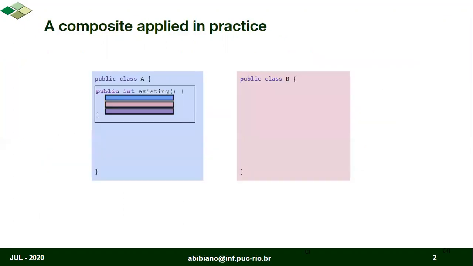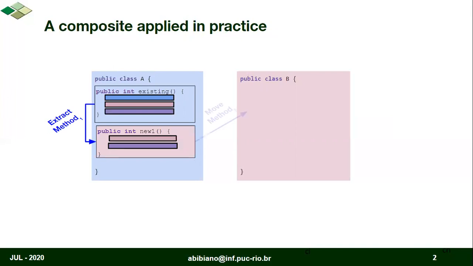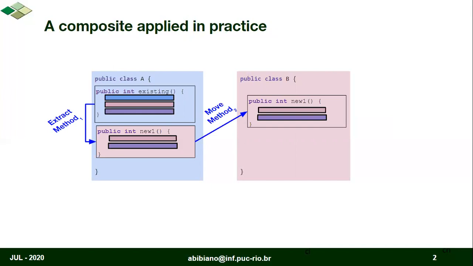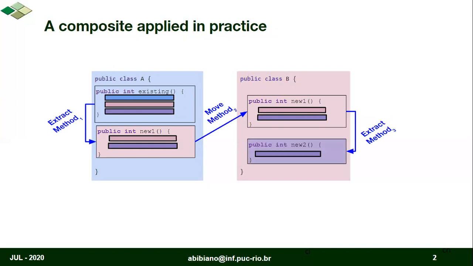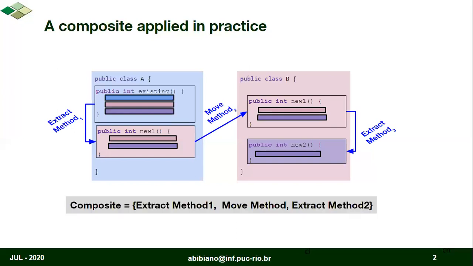Let's see an example of a composite applied in practice. We have class A and class B. Class A has a method called existing. This method implements three concerns represented by three colors. The developer then applied an extract method, creating a method called new1, and afterward moved this method to class B. And finally, the developer applied another extract method, creating a method called new2. We then have a composite formed by two extract methods and one move method.